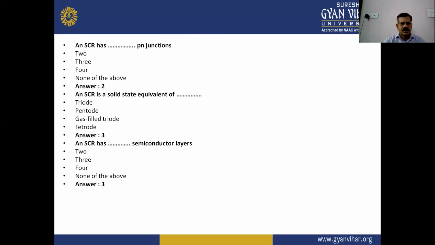Next question: an SCR has how many semiconductor layers? Option A, 2 layers; option second, 3 layers; option third, 4 layers; option fourth, none of the above. The correct option is 4 layers, because a silicon controlled rectifier has a total of 4 semiconductor layers, which may be PNPN and also NPNP.